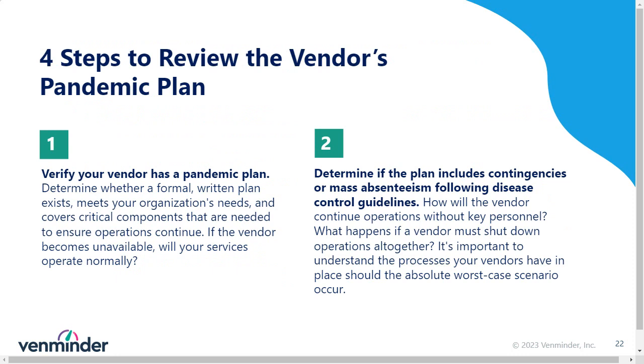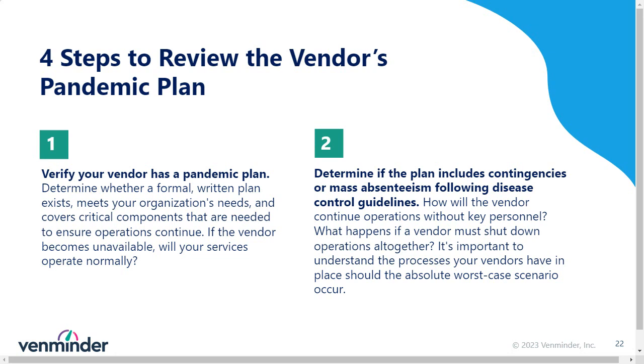Now, I know I previously mentioned these earlier, but let's get into some more detail on these steps to review the vendor's pandemic plan. So first, you need to verify your vendor has a pandemic plan. Determine whether a formal written plan exists, that it meets or exceeds your organization's needs and covers critical components that are needed to ensure operations will continue. The vendor's first order of priority should always be the safety and protection of its staff and other people. Next, the vendor should prioritize resuming their normal operations. You want to know that if the vendor becomes unavailable, your services will continue to operate normally.